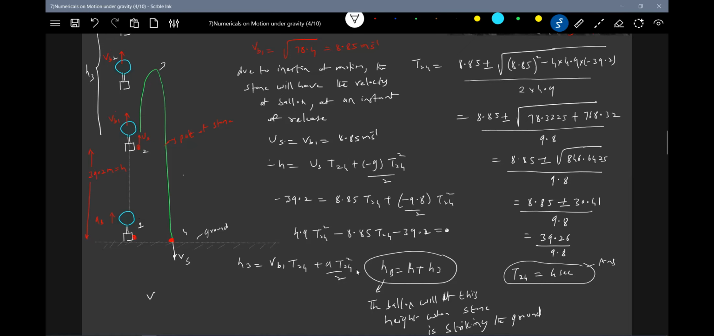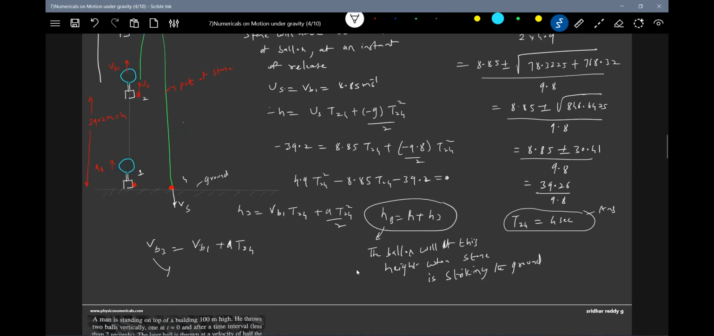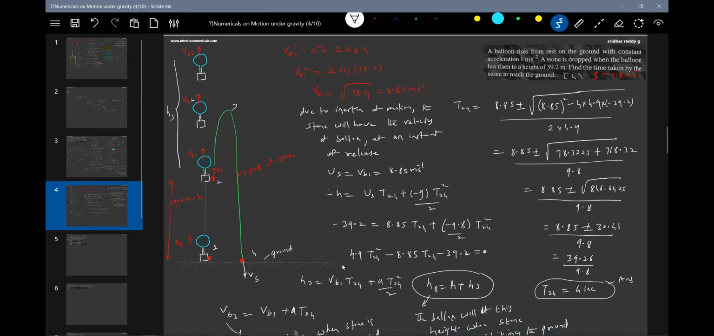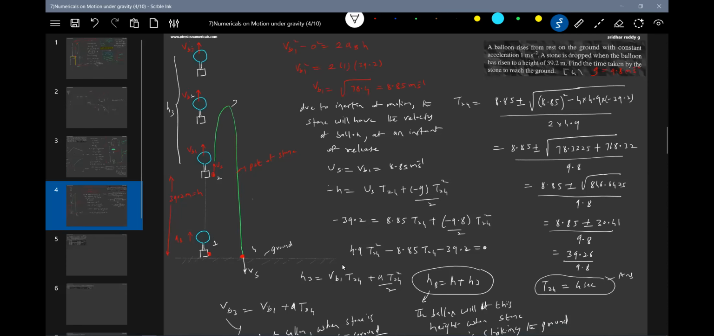With what speed will the balloon be moving? VB3 equal to VB1 plus a into T24. So what is again the speed with which the balloon will be moving when the stone is striking the ground? Speed of balloon when the stone is striking the ground. Okay, like this is what the numericals you may encounter.